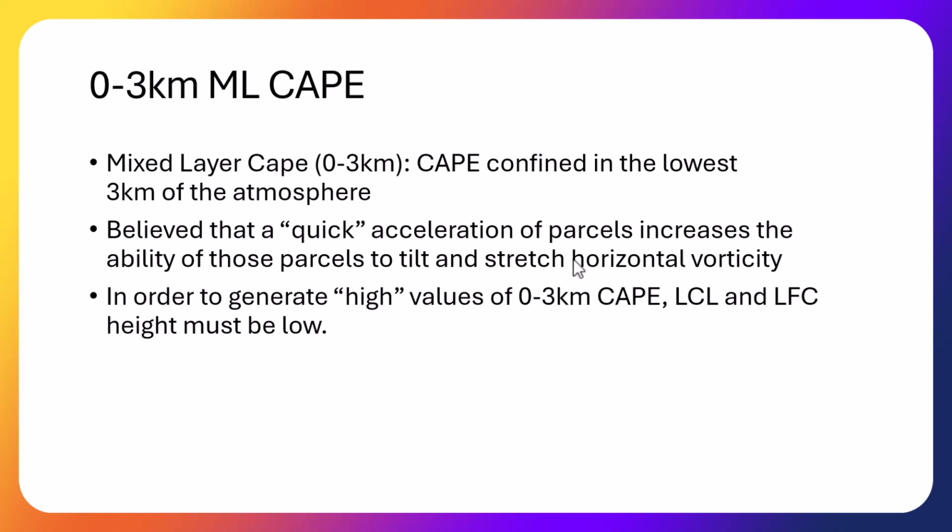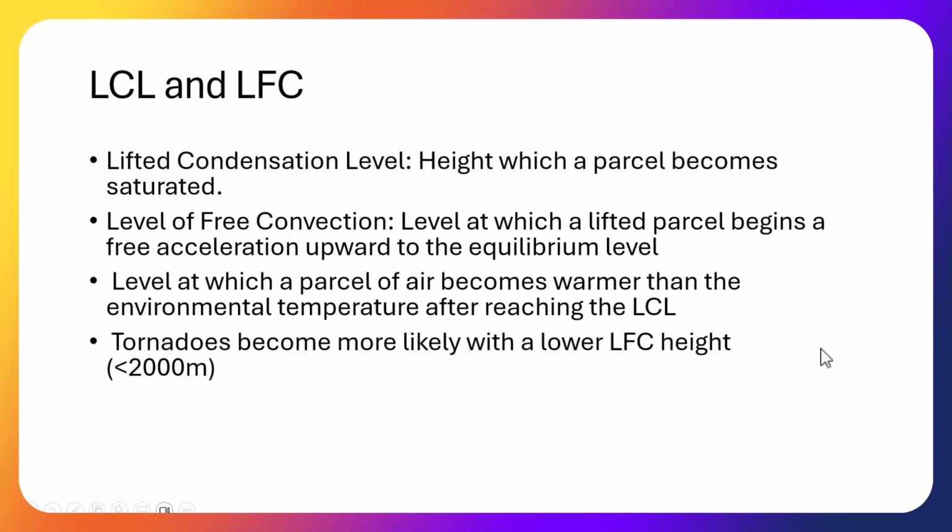But in order to generate these high values of CAPE, our LCL and LFC must be low. And what is that, LCL, LFC? LCL is our lifted condensation level, the height at which a parcel becomes saturated. Our LFC is the level at which a lifted parcel begins to go upwards, begins to rise to the equilibrium level. Okay, well, what is that? I'll explain it, but give me one second. It's the level at which the parcel becomes warmer than the environmental temperature after reaching the LCL.